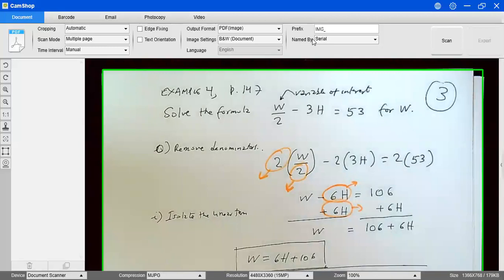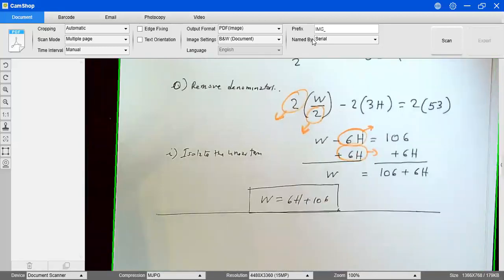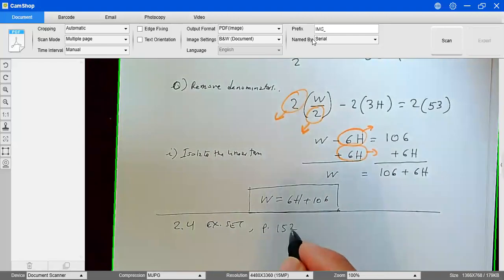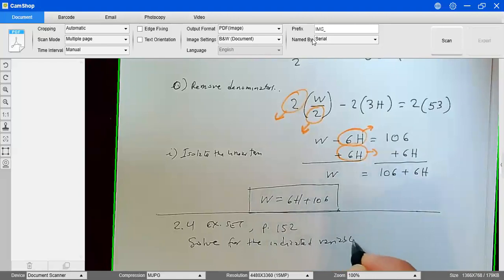So now you're going to have to solve some problems from the corresponding exercise set. So this is the 2.4 exercise set on page 152. You're going to solve for the indicated variable. So we have problem 12.